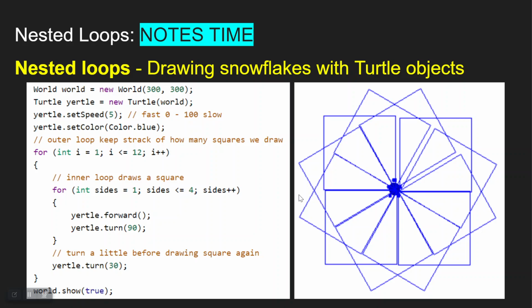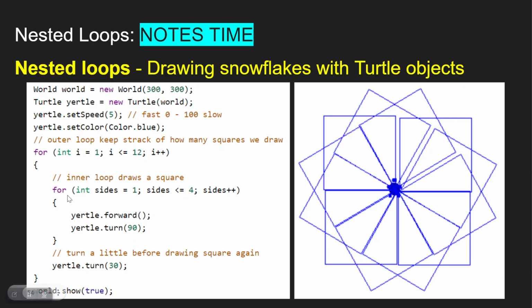Now, in CSAwesome, we're going to be returning to the turtle class, and you'll get a chance to draw snowflakes with turtle objects. And again, in order to do it, you'll be using some nested loops like what you see right here. So we've created our world for our turtle. We've instantiated our turtle object. And then I went ahead and set the speed to 5 and set the color to blue. But now it says for int i equals 1 as long as i is less than or equal to 12. So this outer for loop is going to loop 12 times.